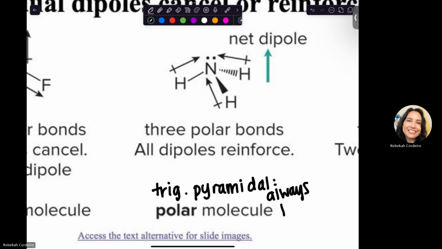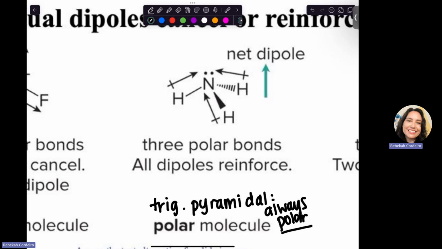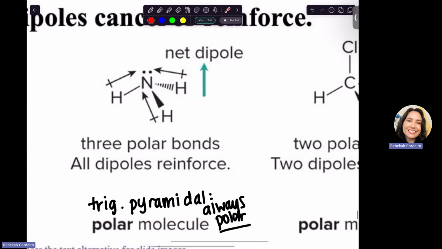Always polar. The trigonal pyramidals are always going to be polar, no matter what their bonds are. Because you have that lone pair on the center, it's always going to be a little bit off your electron sharing. There's always going to be electrons somewhere where there aren't other electrons. And so here, if you look at the pull, you have all this pull up, and you don't really have any pull down, right? So your net dipole, your total pull, the direction that all of them would be going if we were doing a tug of war situation, would be up towards the nitrogen.